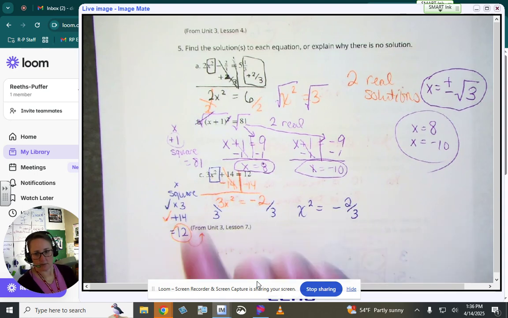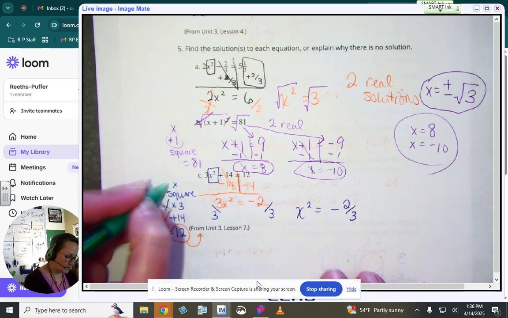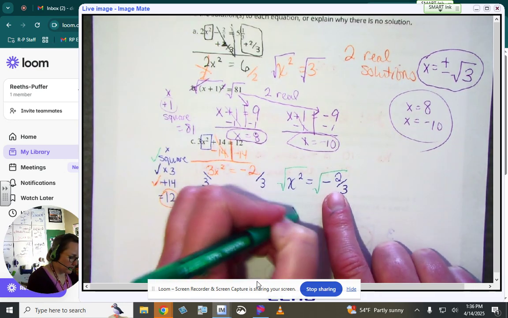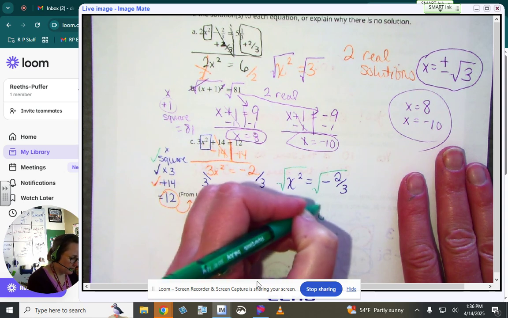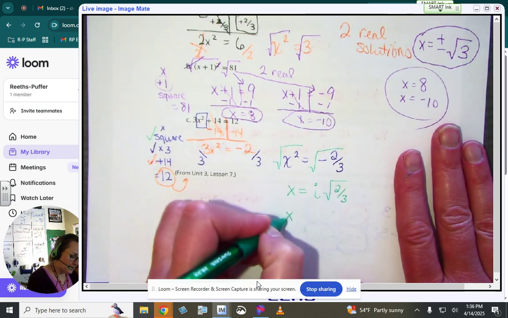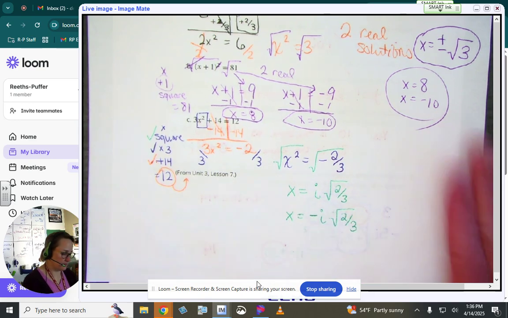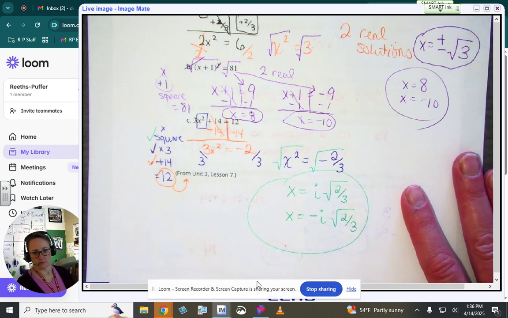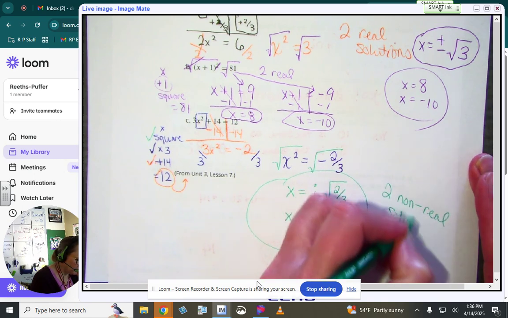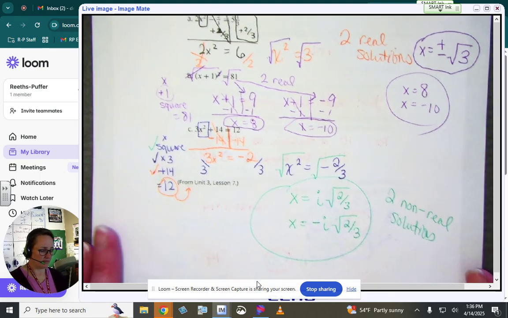And now we've dealt with that. Now I need to deal with the square root. With the squared, I mean. So you got to get rid of the squared by doing a square root. Now we're going to have imaginary solutions. So x is going to equal i square root of 2/3. And x is going to equal negative i square root 2/3. Two non-real solutions. But still 2 solutions. And I found them.